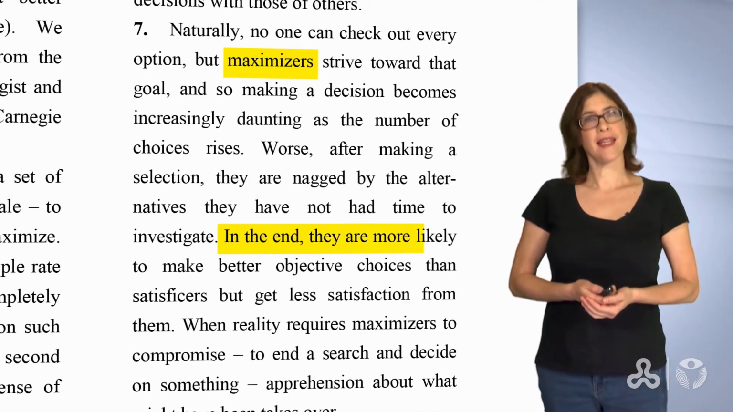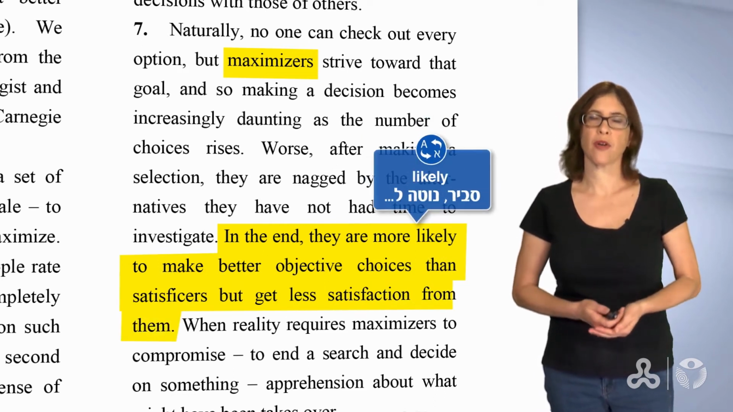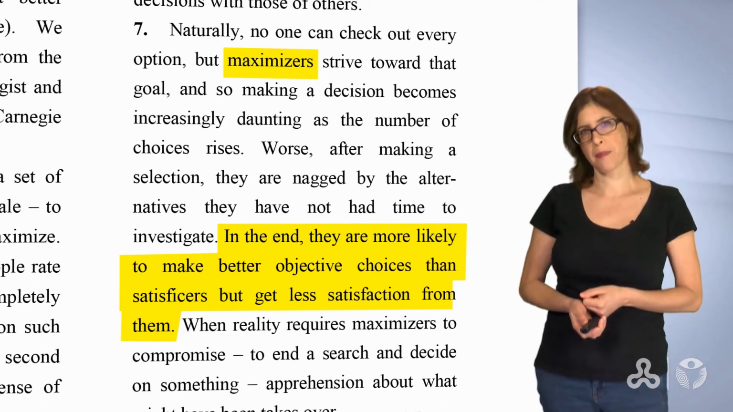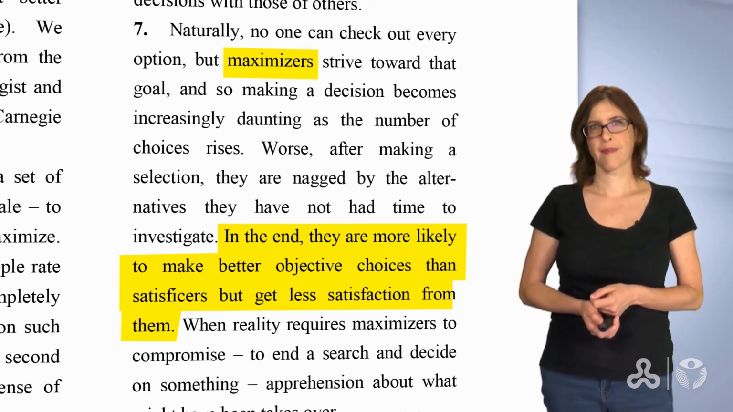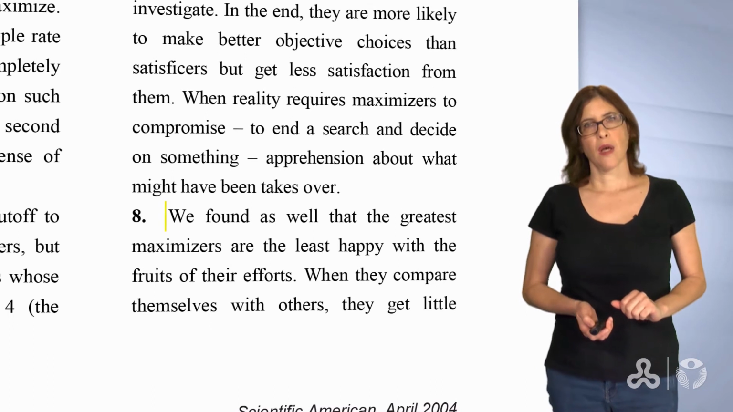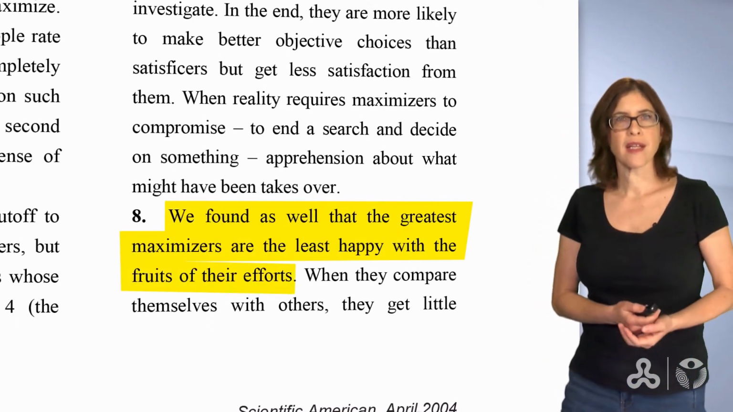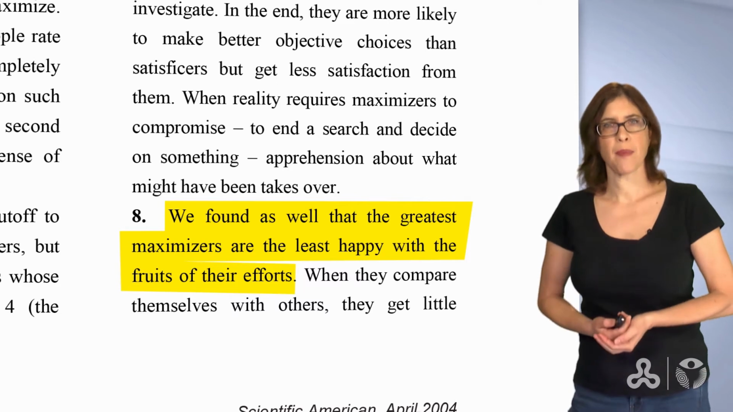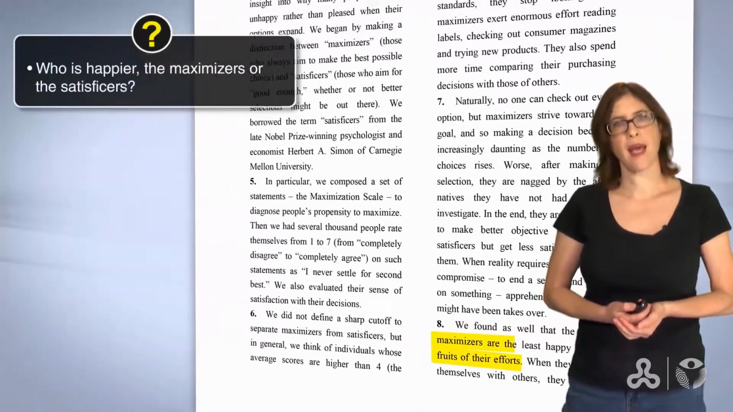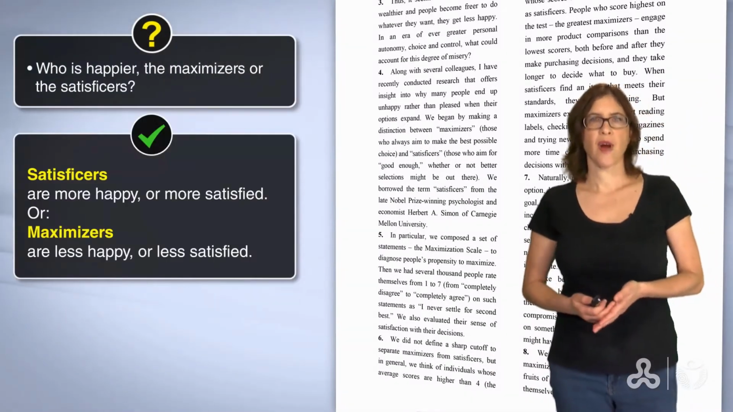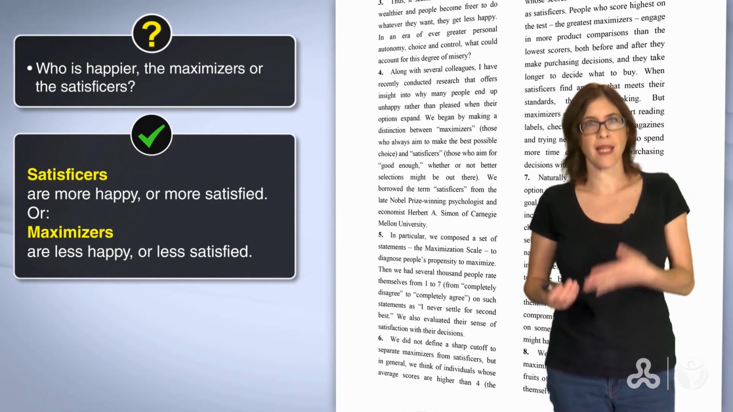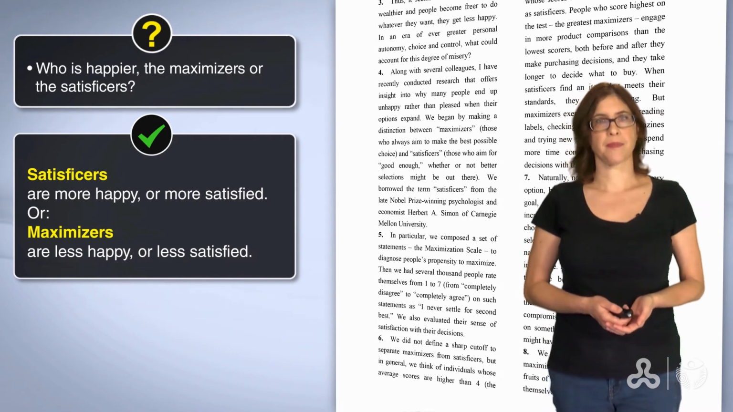Let's continue. In the end, they are more likely to make better objective choices than satisficers, but get less satisfaction from them. The same idea we could see in paragraph 8. We found as well that the greatest maximizers are the least happy with the fruits of their efforts. So, we see that the answer to our question is, satisficers are more happy or more satisfied, or maximizers are less happy or less satisfied.